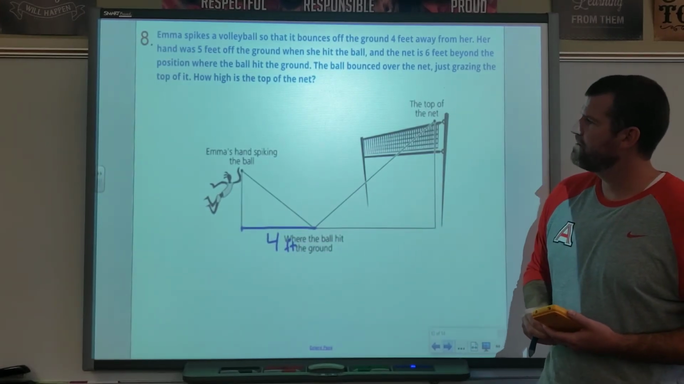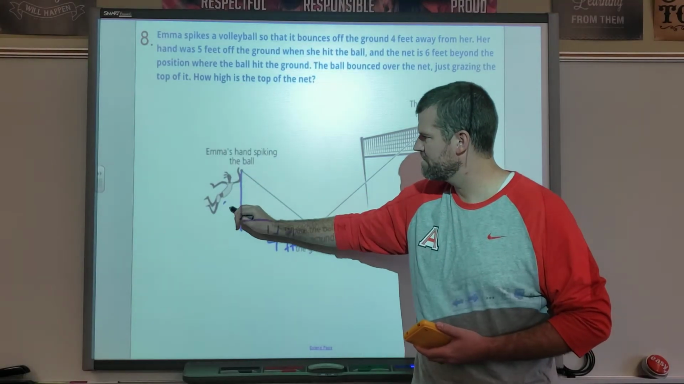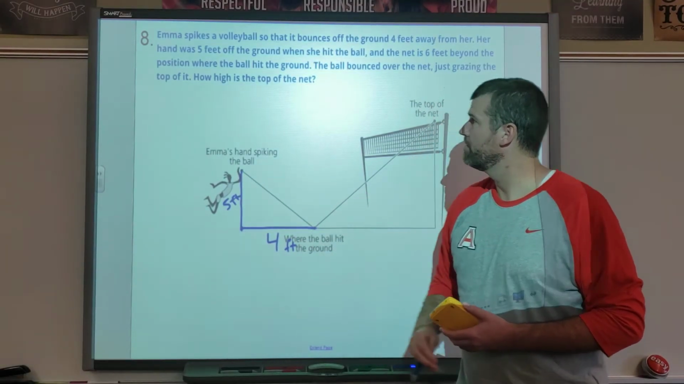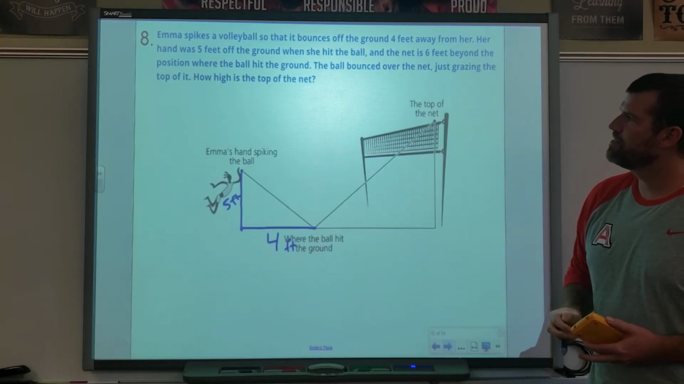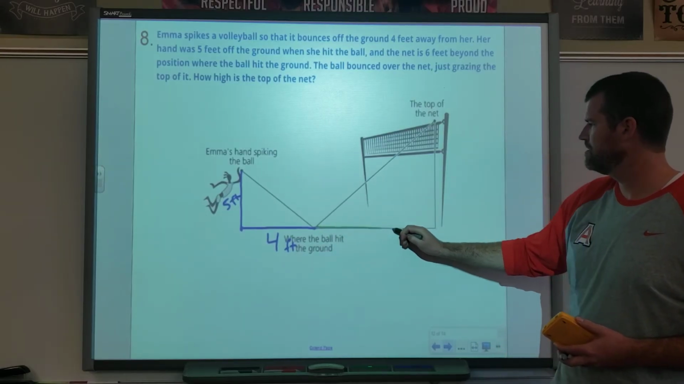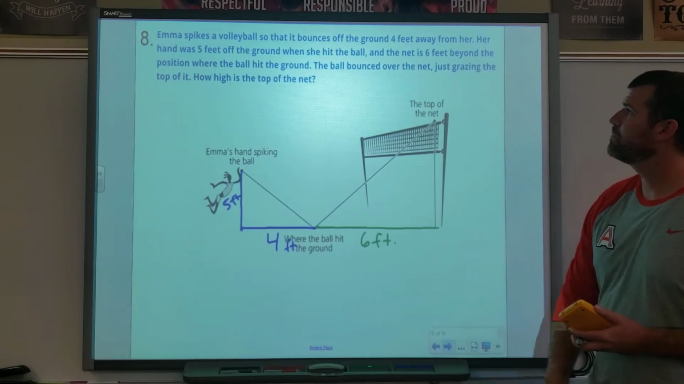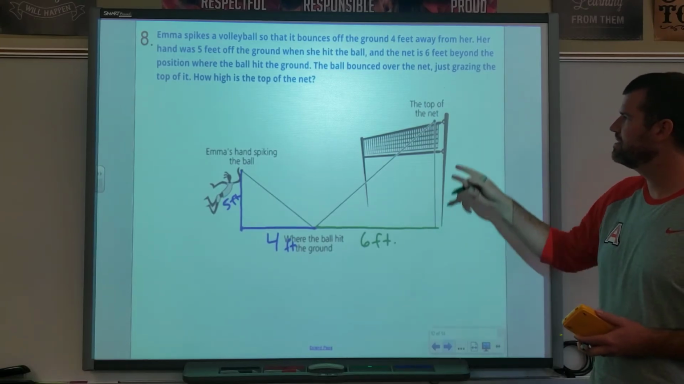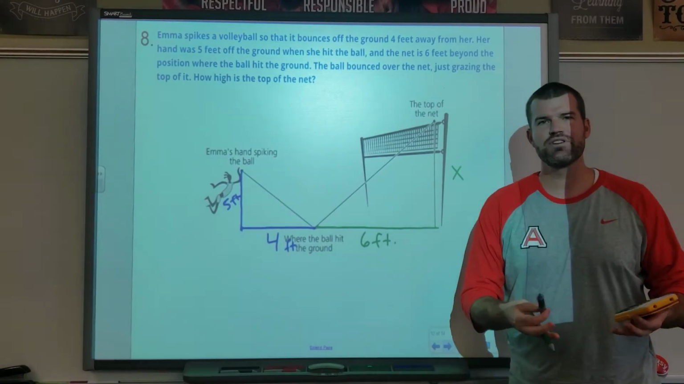Her hand was 5 feet off the ground. So she's smacking the ball from right here, which is 5 feet above the ground. The net is 6 feet beyond the position where the ball hit the ground. So from where the ball hit the ground to the edge of the net is 6 feet. And we are now trying to calculate the height of the net. So let's go ahead and have you do this one as well.